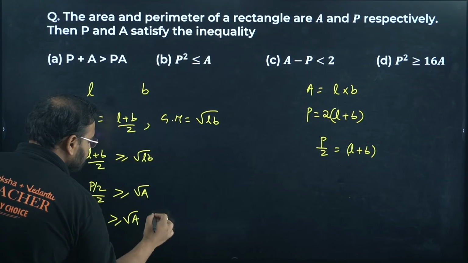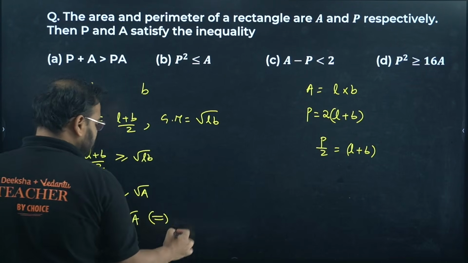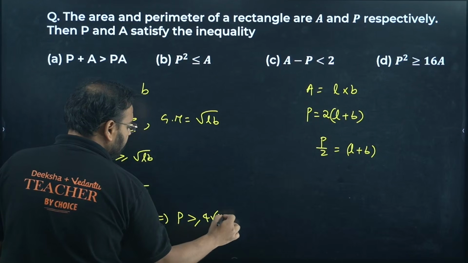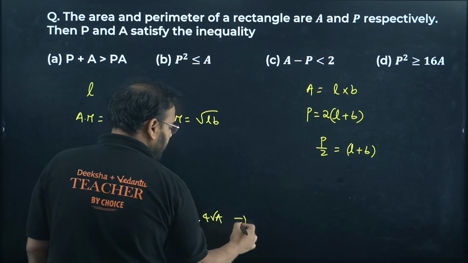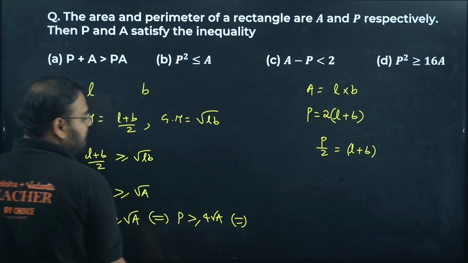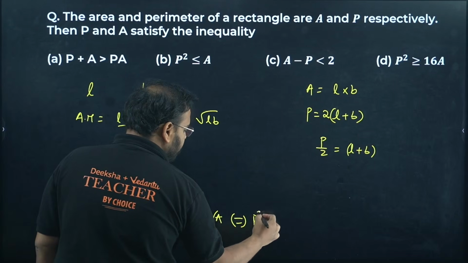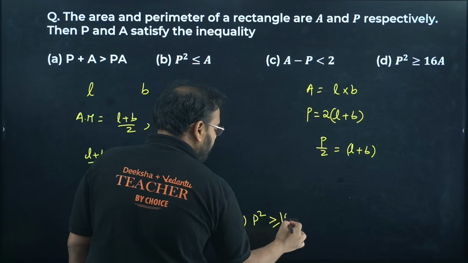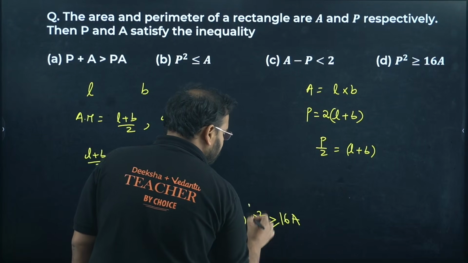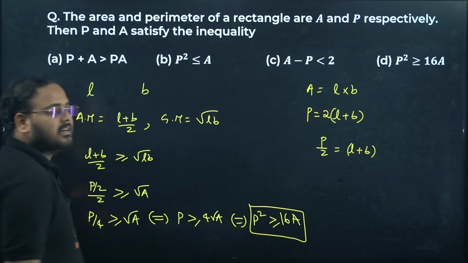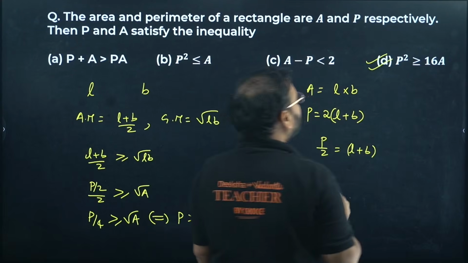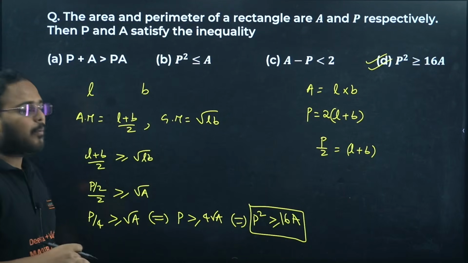Please continue this. We'll get 4 on that side. So P is greater than or equal to 4 root A. Again continue, taking the squaring on both sides. It will become P square greater than or equal to 4 square, which is 16, and root of A becomes A. So P square is greater than or equal to 16A. That is your answer, option D. I hope it makes sense to all of you.